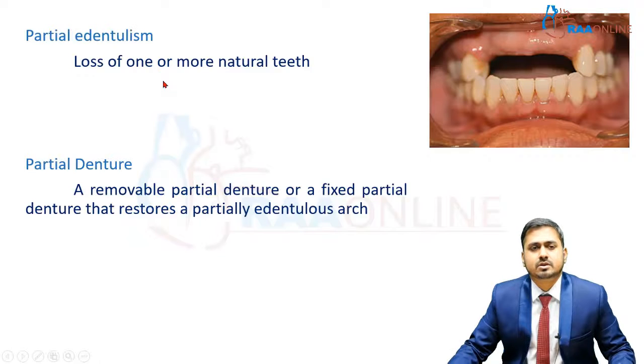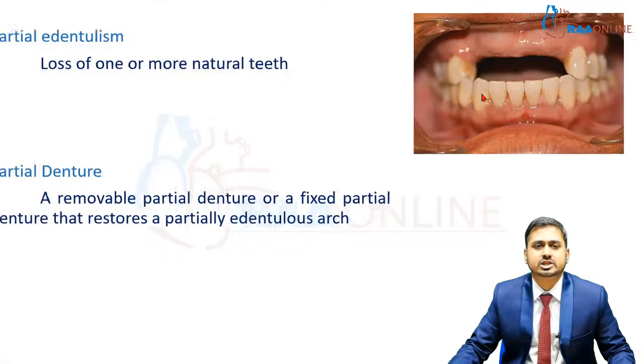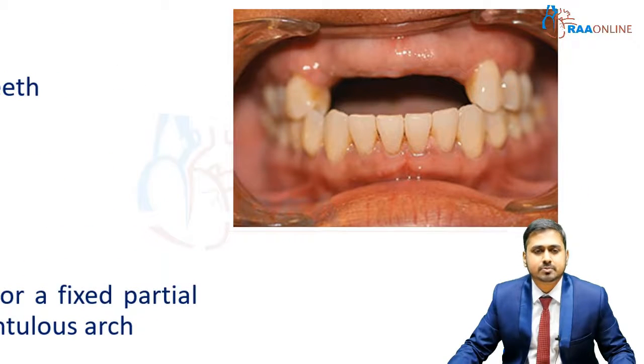Next, we move on to the second keyword, which is partial. We have partial edentulism and partial dentures. Partial edentulism is nothing but loss of one or more natural teeth. As you can see in the image, there are a few missing teeth in the anterior and the rest of the teeth are all present. Imagine your complete denture where all the teeth in the arch are missing. That is called completely edentulous, whereas here, since one or a few teeth are missing, it is called partial edentulism.